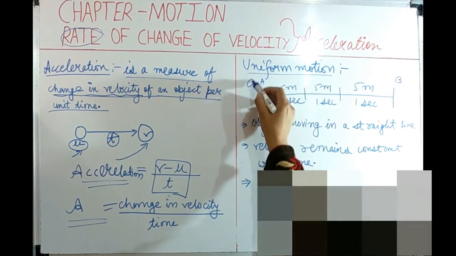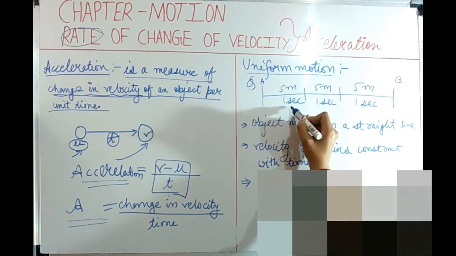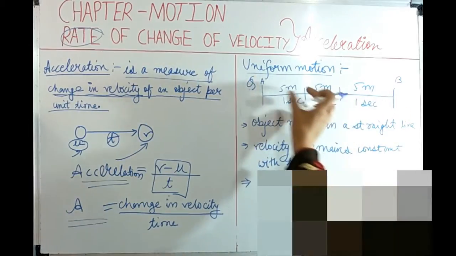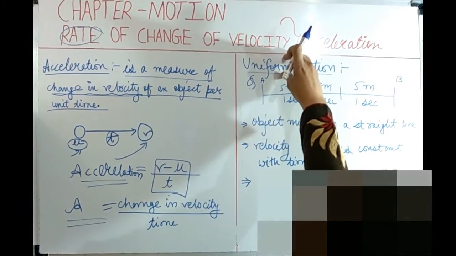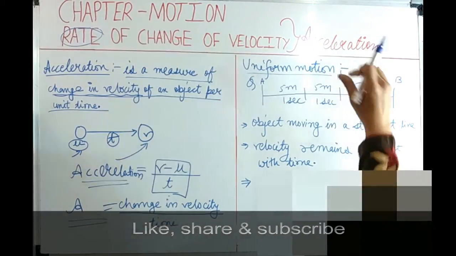Let's say the object has started from point A and it has covered 5 meter of distance in 1 second, then again 5 meter of distance in 1 second, and so on. That means equal distance is covered in equal intervals of time. That is called uniform motion. How will the acceleration be in this uniform motion?